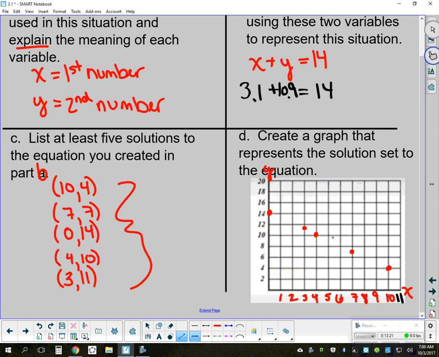Draw your line in to represent that. Would I keep going in both directions? Yeah, because you could technically put negative numbers in here too, right? Couldn't I say that x is negative 3? Then what would y have to be to equal 14? It would have to be 17. So I could get negative numbers continuing on in both directions.